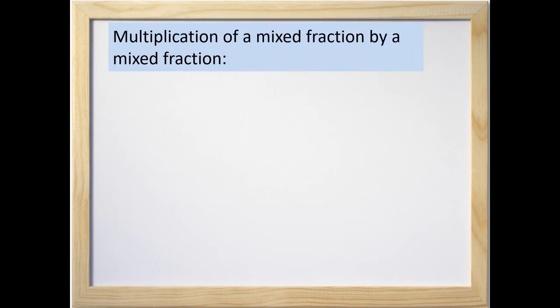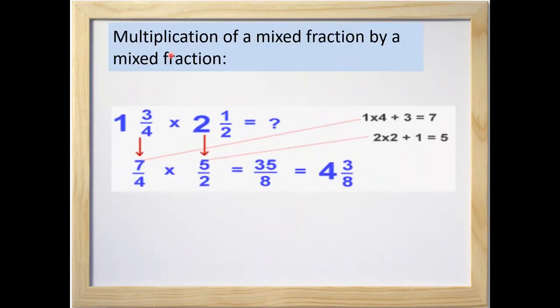Children, now we'll learn how to multiply a mixed fraction by a mixed fraction. So here we are having 1 3 by 4 into 1 by 2. So both are mixed fractions. First we have to convert these mixed fractions into improper fractions. How to convert them? 4 1s are 4. 4 plus 3 is equal to 7 by 4. It's the improper fraction for 1 3 by 4. 2 2s are 4. 4 plus 1 is 5. 5 by 2 is the improper fraction for 1 1 by 2.